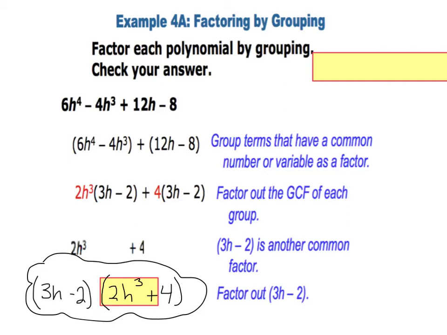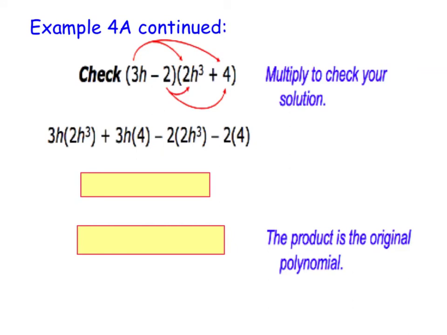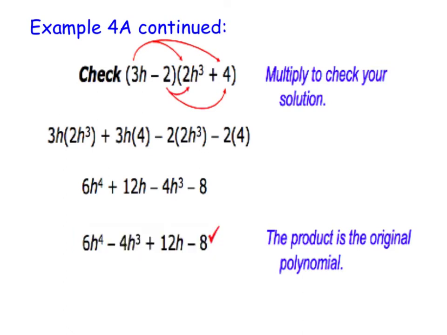All right, now let's go check it. If I take this here and I multiply the 3h minus 2 times the 2h cubed plus 4, this is what we're going to see. We're going to distribute that in, and it's going to look like this. Now we're going to multiply those together, add like terms, and it's going to come down. And now let's look. Is that what we originally had? Well, let's look back. Is it? And it is. So that tells us that this right here is the factors of our original polynomial.